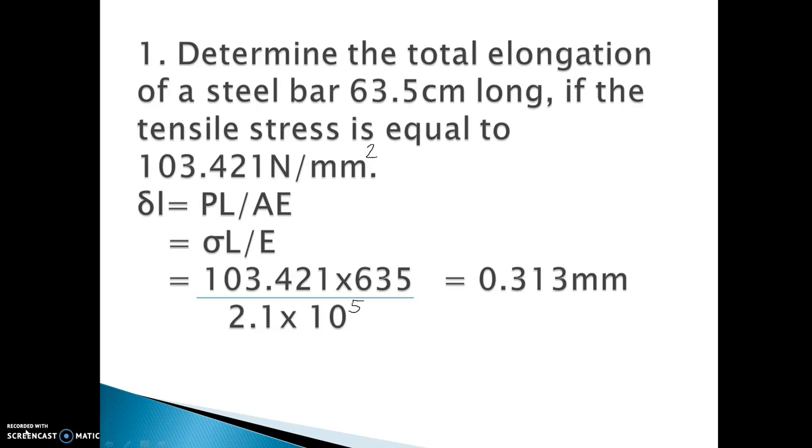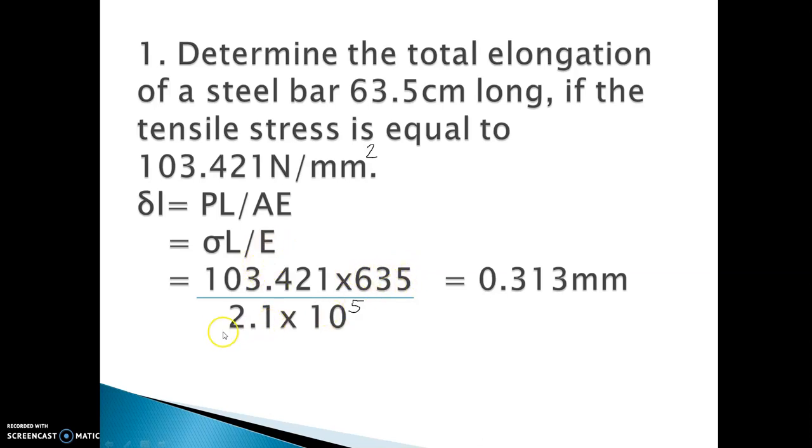It is given in the question, tensile stress. Now you have P by A is equal to stress, that is 103.421 Newton per millimeter square. So substituting in this equation, delta L is equal to sigma into L by E. Sigma is given as 103.421 Newton per millimeter square. Since it is given in Newton and millimeter, we can substitute the same value. Now length, it is given in centimeter, that is 63.5 centimeter. So we can substitute here in millimeters, that is 635 millimeter divided by E.